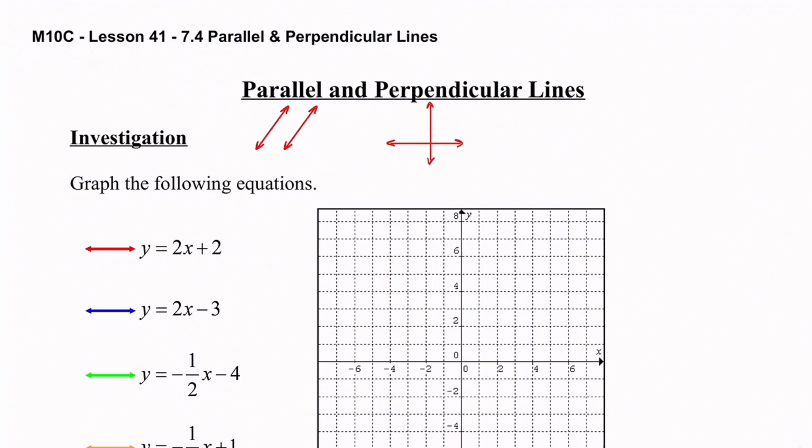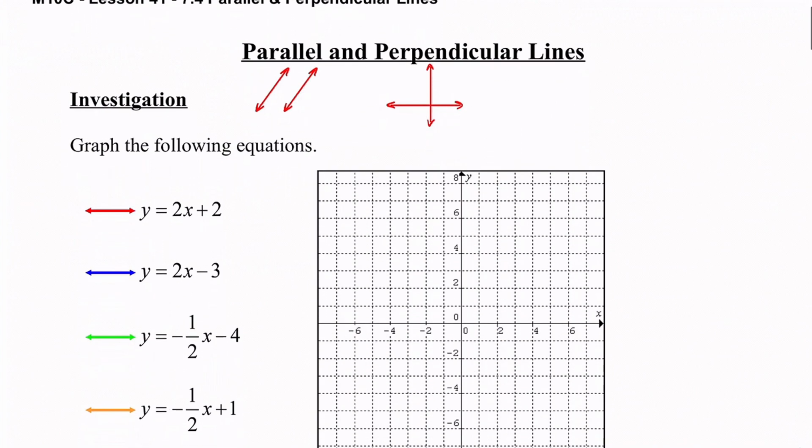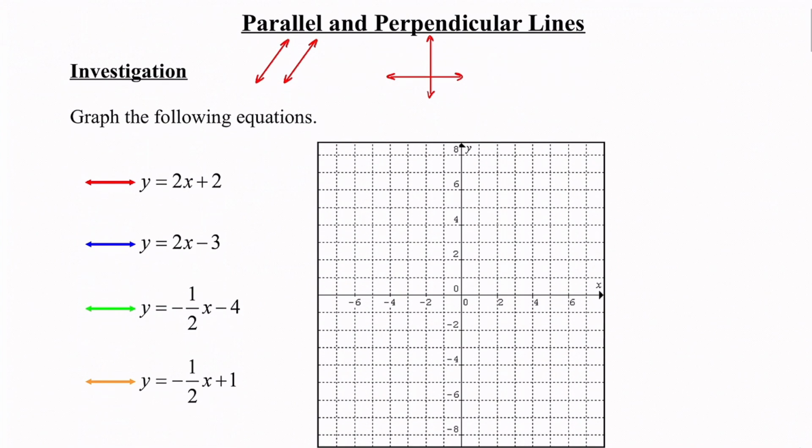So in today's lesson, we're going to have lines where sometimes they might be parallel and sometimes they might be perpendicular, or they could also be neither of these two cases. So we're going to first begin by looking at this investigation. We are going to graph these equations that we have down here. Each of the equations is written in the form y equals mx plus b. So I'm just going to write that over here to remind you, y equals mx plus b, where the m is the slope, and the b is the y-intercept.